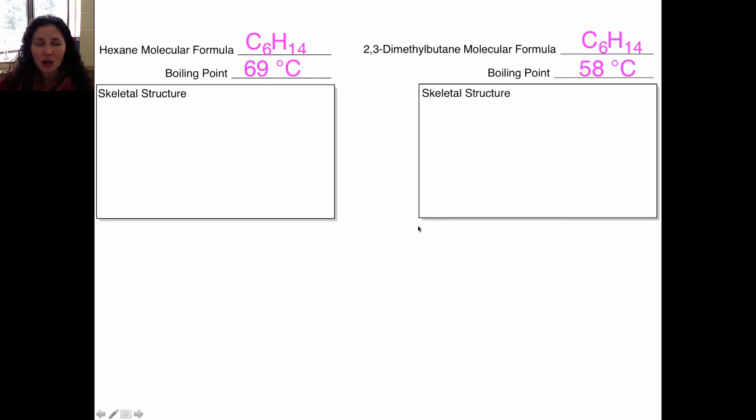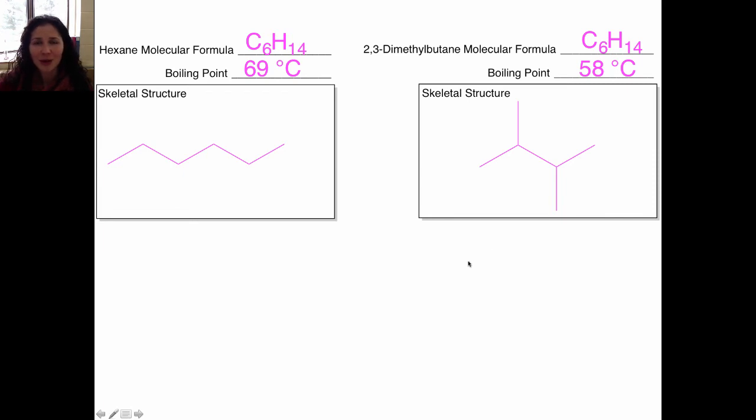These are structural isomers. The boiling point of hexane is 69 degrees Celsius, and the boiling point for 2,3-dimethylbutane is 58 degrees Celsius. Notice that hexane has a higher boiling point by 11 degrees, so we'll say approximately 10 degrees higher than the dimethylbutane. Here are the skeletal structures.